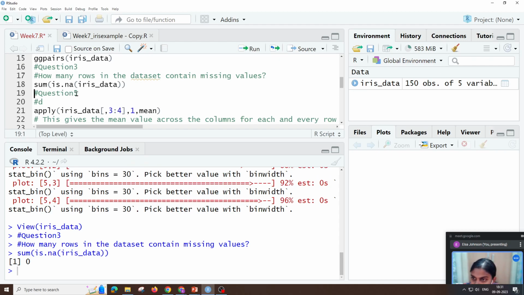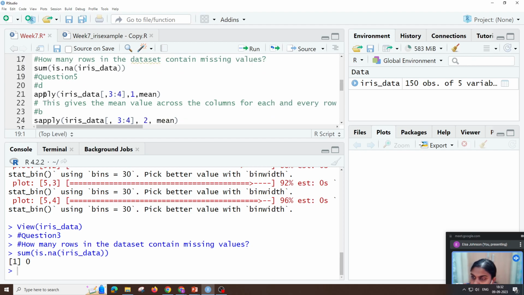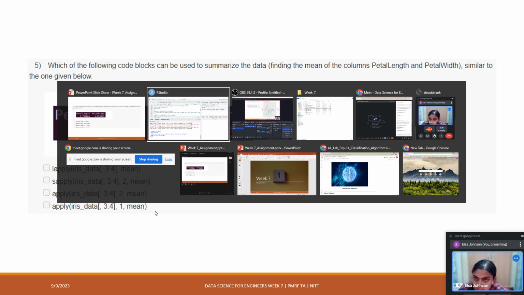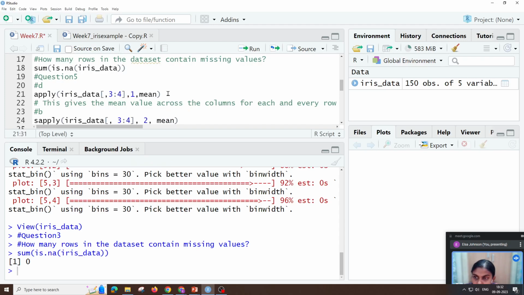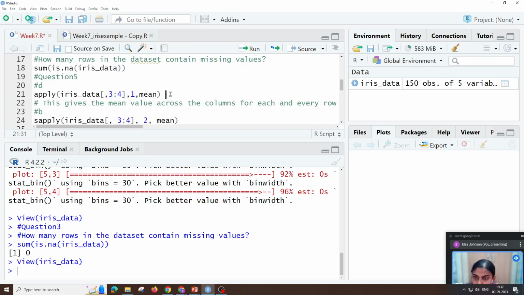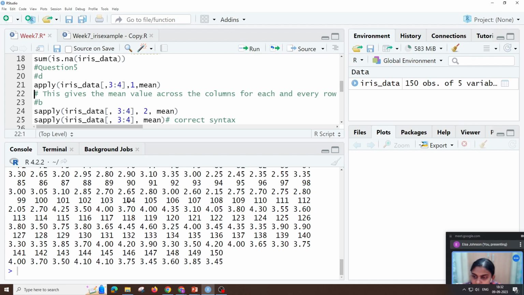That is question 5. First we will look at the D option. D option is apply iris underscore data 3 column 4. That means the petal length and petal width are available in those columns, right? And it's given 1 comma mean. I'll just run this one. So you just first look at this one. This is the third column and this is the fourth column. If I run this particular thing, what am I getting?